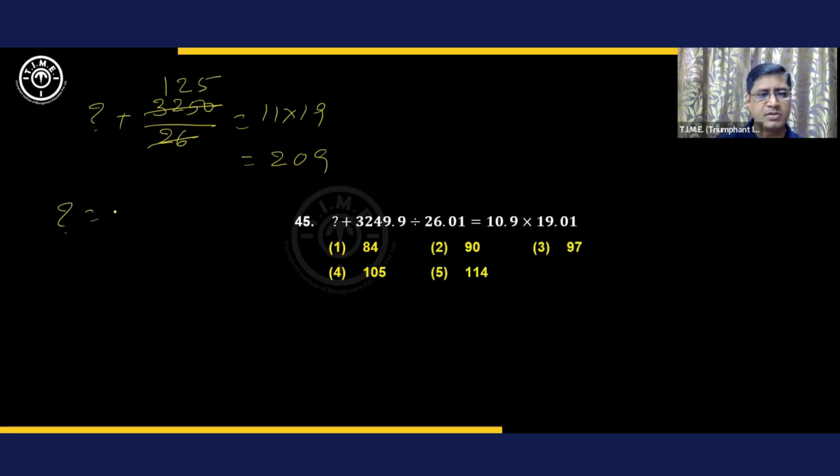The value of the question mark is equal to 209 minus 125. What is the right choice? Option number 4. That is 84. 84 is the right answer.